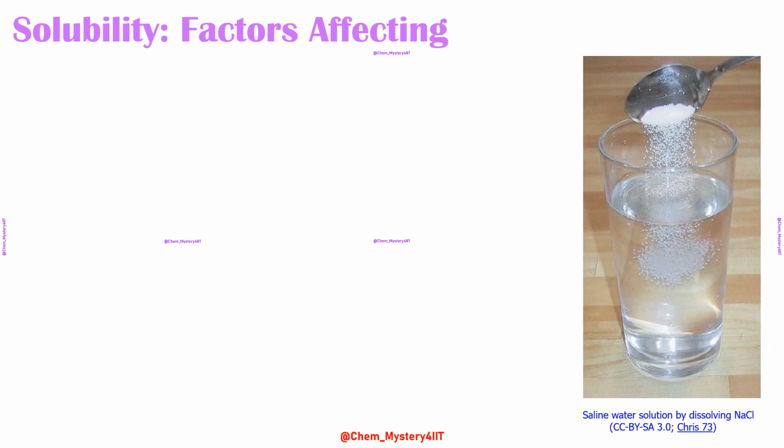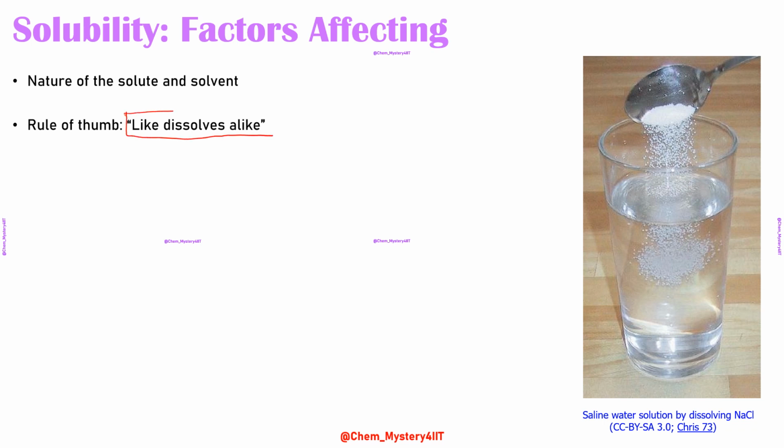Okay, now going to these points one by one, what we talked about earlier. First one is factors affecting the solubility, which is going to be the nature of the solute and solvent. So when we say nature of solute and solvent, there's a rule of thumb which says like dissolves like, which means one kind of substance will dissolve very easily in the same kind of solvent.